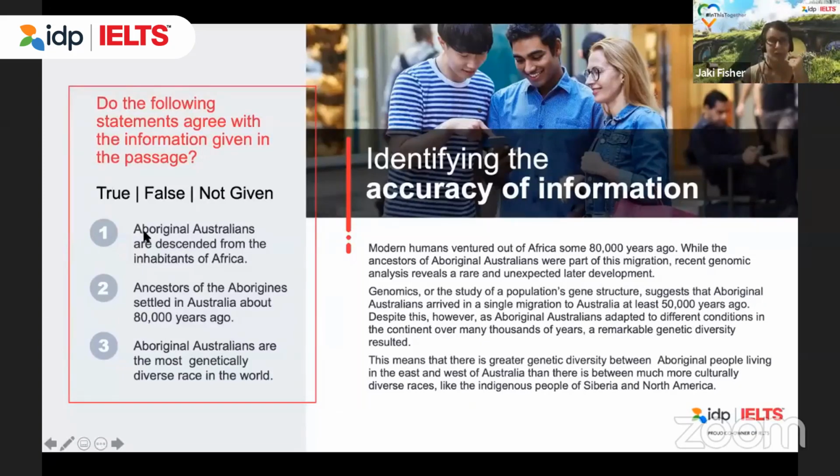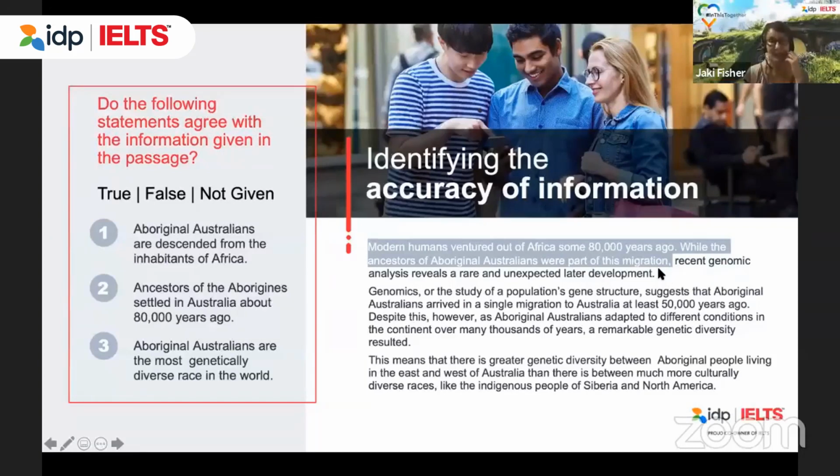All right, so Aboriginal Australians are descended from inhabitants of Africa. Now, remember this type of question, the first one will be near the top. So we have to find where it's talking about that. So if we look, modern humans ventured out of Africa 80,000 years ago, whilst ancestors of Aboriginal Australians were part of this migration. So is it true, false, or not given? You want to put in the chat box?